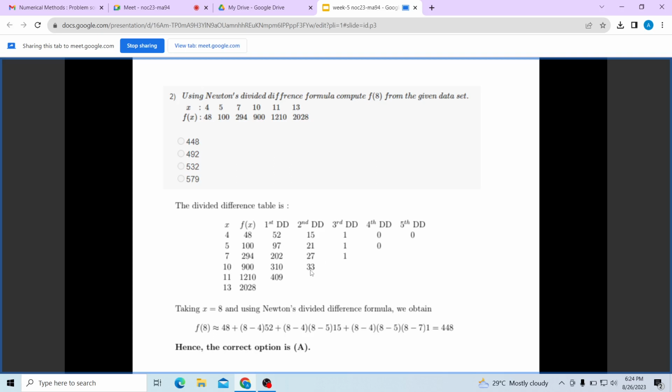Similarly for 33, how will you get it? 409 minus 310 divided by 13 minus 10. This will give you 33. Fine. So in this way you will get the second divided difference column. Are you getting it till here? If you have any doubt, tell me.